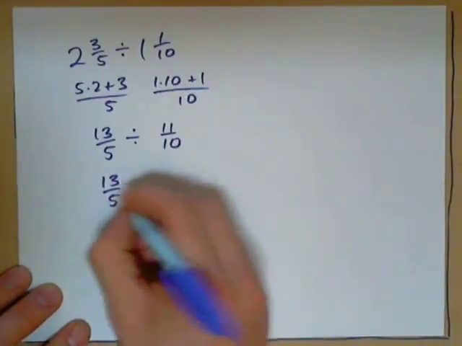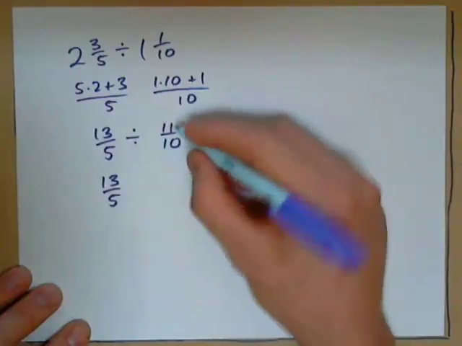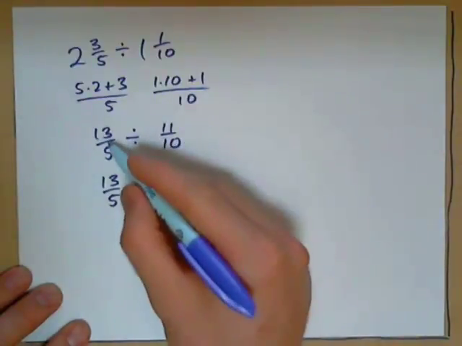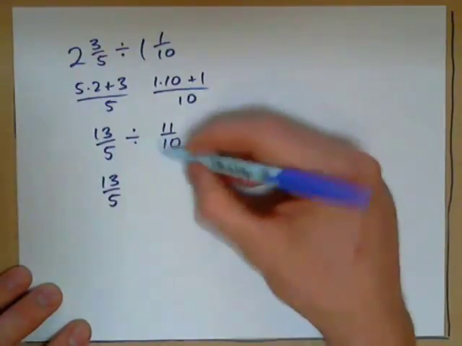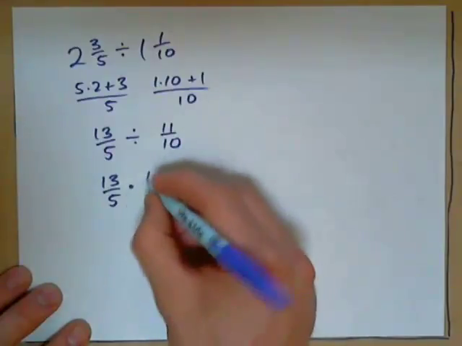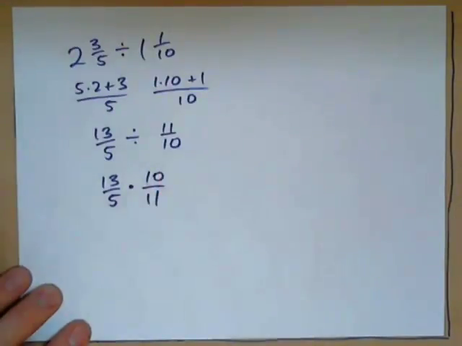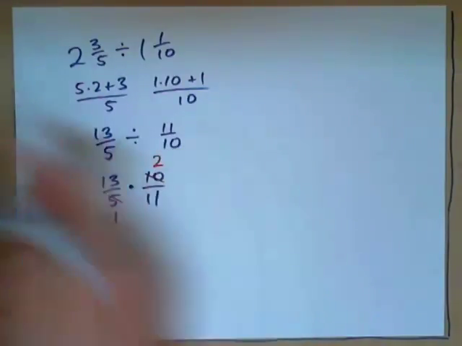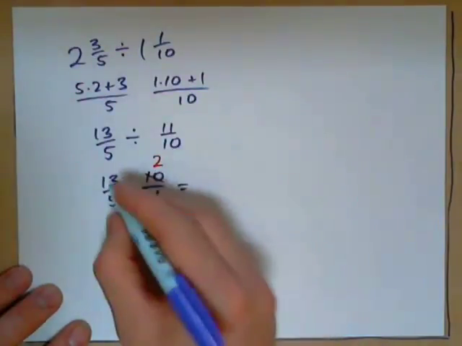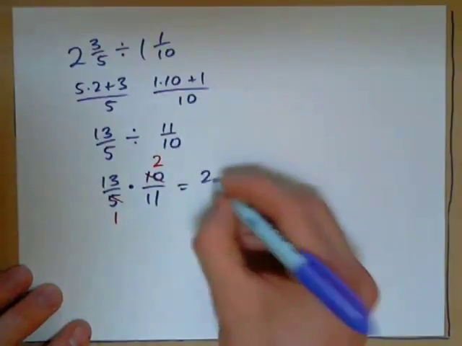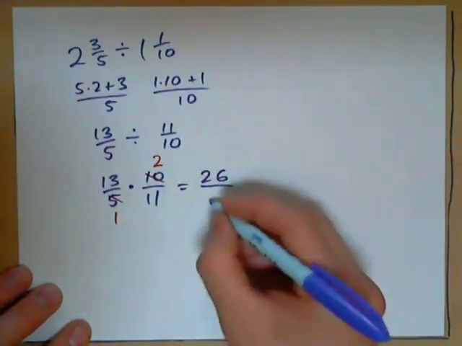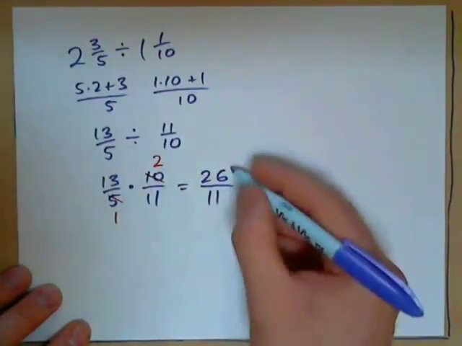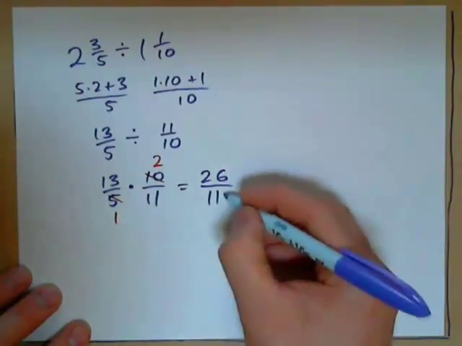So that's 13 over 5, and this is the fraction we flip. The one on the right, not the one on the left. That's a common mistake. You always flip the fraction on the right. Multiplied by 10 over 11. And we can cross cancel. 5 into 5 goes once, 5 into 10 goes twice. 13 times 2, 26. 1 times 11, 11. So 26 over 11 is the improper fraction.